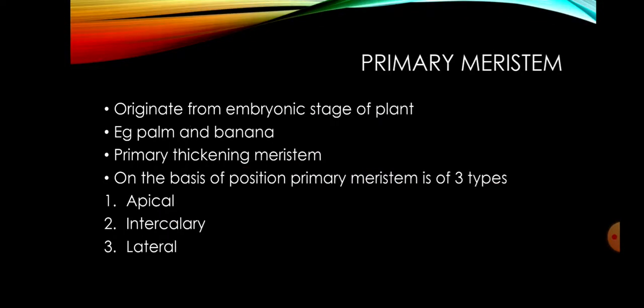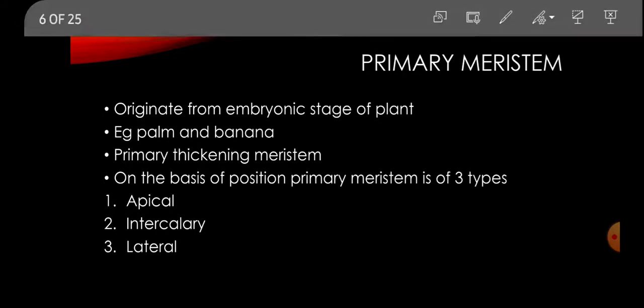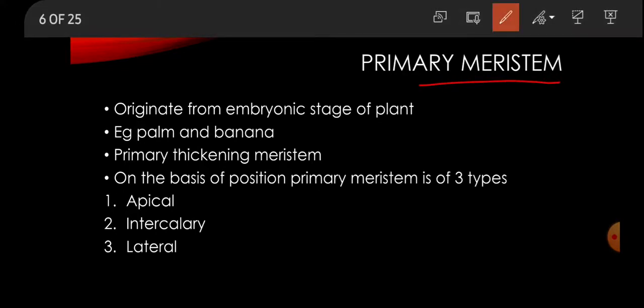These are of two types, primary meristem and secondary meristem. Primary meristems originate directly from the embryonic stage of the plant. Examples of primary meristem are palm and banana. Means उनकी जो stem होगी वो कभी भी woody growth में नहीं हो पाएगी, because in them secondary meristem is not present, only primary meristem is present. It is also called primary thickening meristem, which leads to a little hard structure of banana plant.